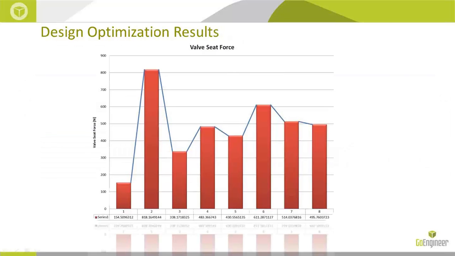Here's a plot of what those results look like. Again, we start off around 150, shoot up to 800, go down to a little over 300. Then we come up to just under 500, but not within tolerance. We keep bouncing around until, at iteration 8, we hit gold.